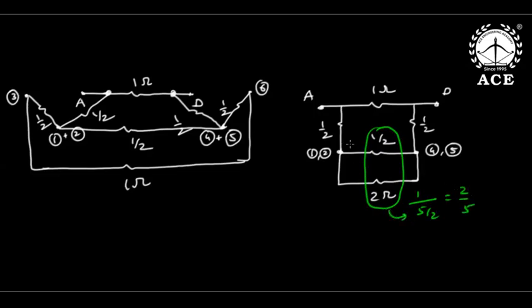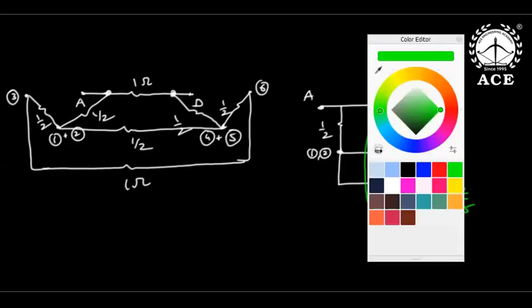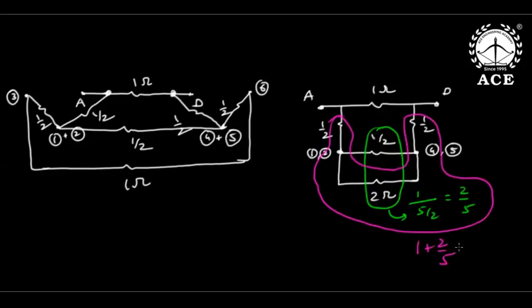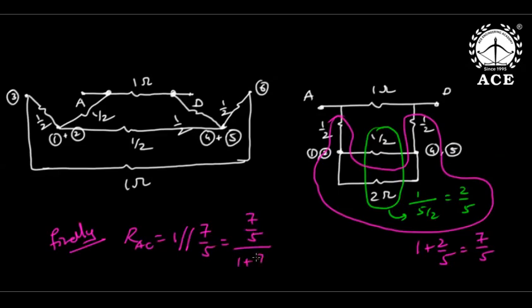Now if you take all these 3 in series, that means this part and this part in series. Now this is half, 1 plus 2 by 5, which is nothing but 7 by 5. Now the final answer: finally, this 1 is in parallel to 7 by 5, that is this into this by this plus this. So the answer is 7 by 12 ohm. 7 by 12 ohm is the final answer.